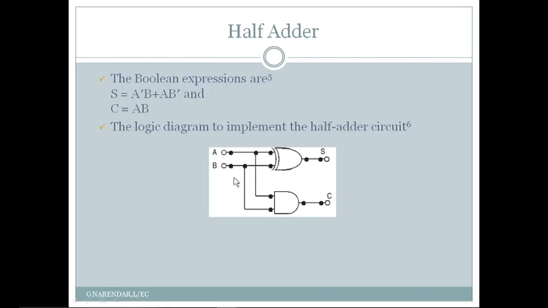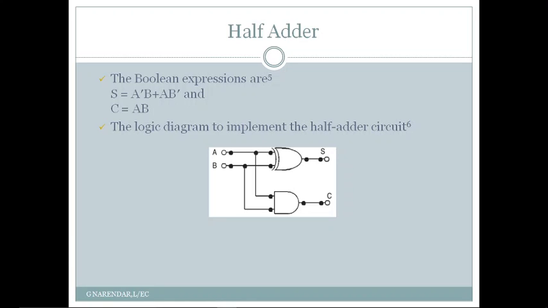So this is a simple circuit. Here both the XOR gate and the AND gate show the same inputs, because these two are the inputs for the combinational logic circuit. The sum function is A bar B plus A B bar, which is the sum output function, and the carry output function is AB, which is similar to the AND function. This is the logic diagram of the combinational logic circuit called the half adder circuit.